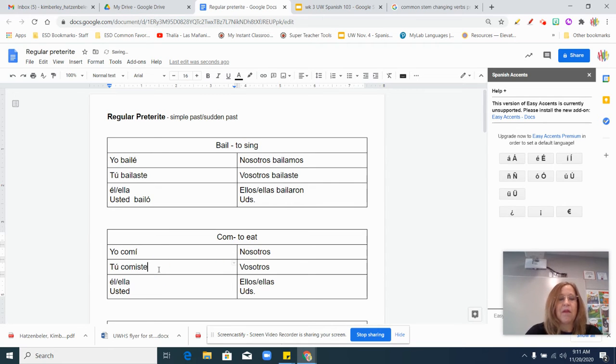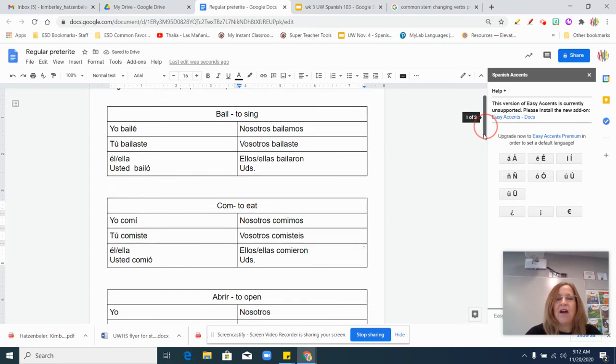Comiste. Comió, accent on the O. Comimos. Comisteis. And comieron. They ate.